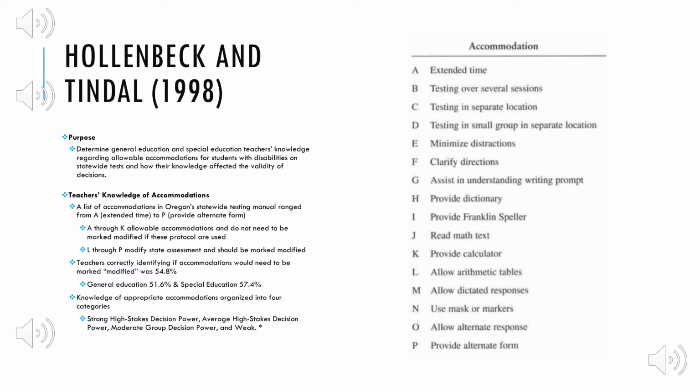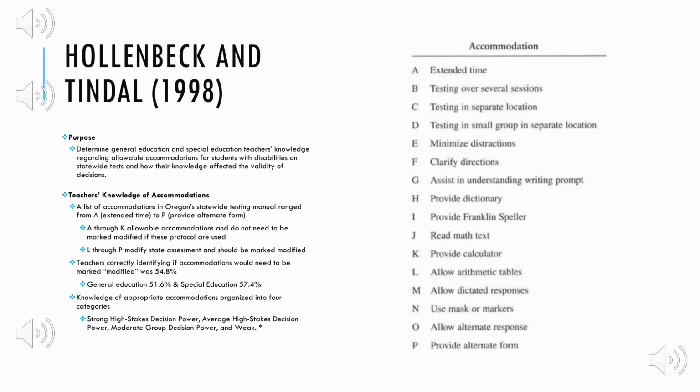So to assess teachers' knowledge of accommodations, Hollenbeck and Tyndall used a list of 16 accommodations taken from Oregon's statewide testing manual, and they ranged from extended time all the way down to providing an alternate form of the exam given. Based on the manual, A through K accommodations were allowable and did not need to be marked modified if the protocol were used, whereas accommodations L through P modified the state assessment and thus should be marked as modified.